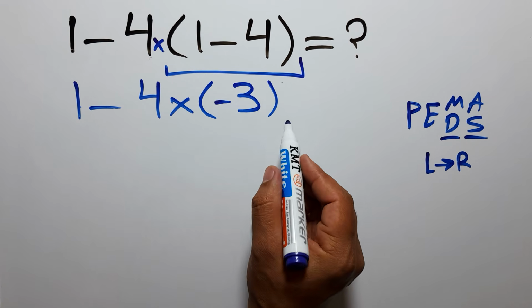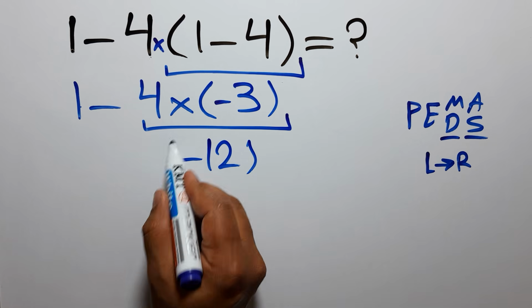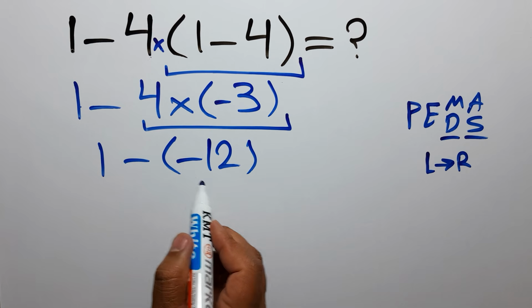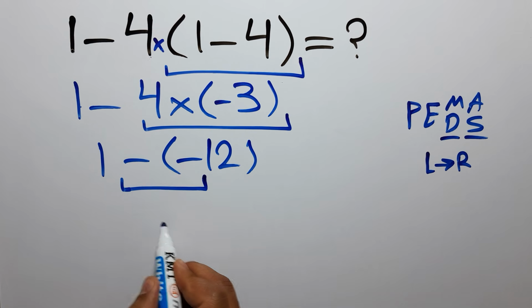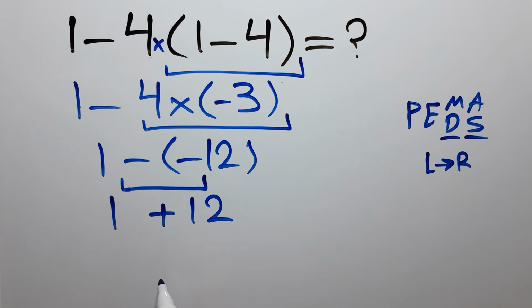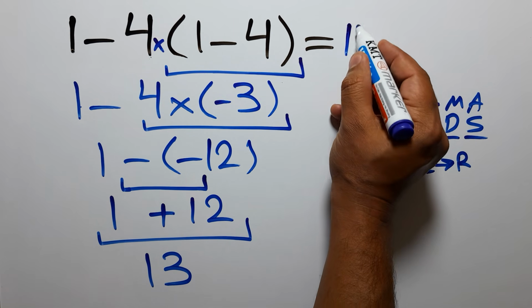4 times negative 3 gives us negative 12. So we have 1 minus negative 12. Now, negative times negative gives us positive. So we have 1 plus 12, which equals 13. And this is our final answer to this problem. The correct answer is 13.